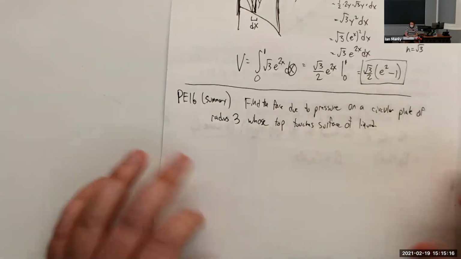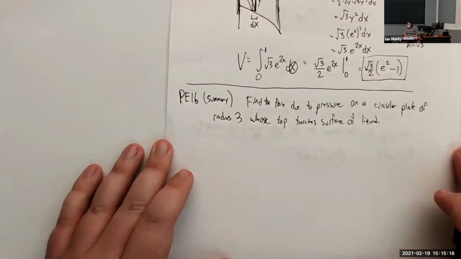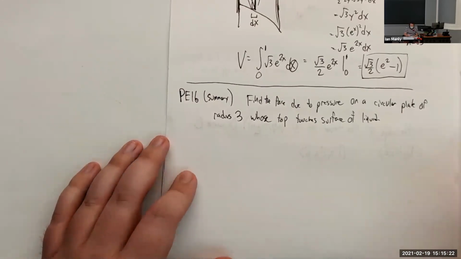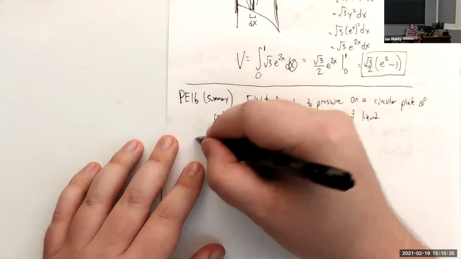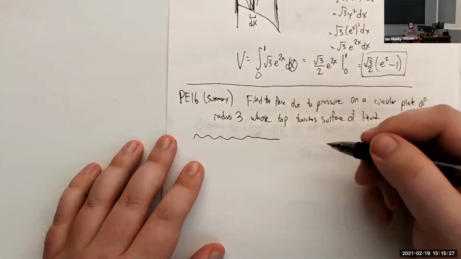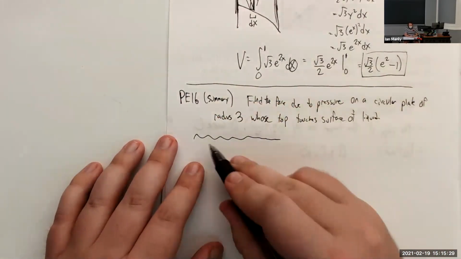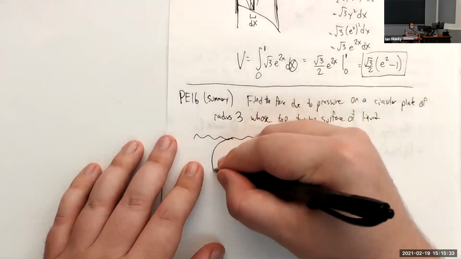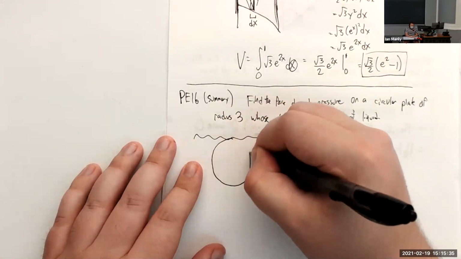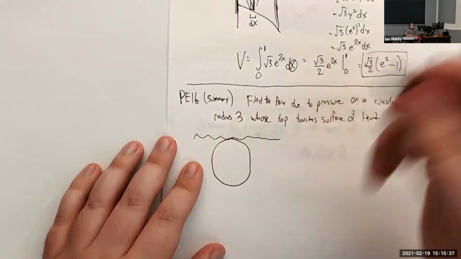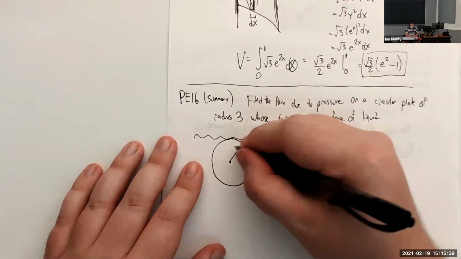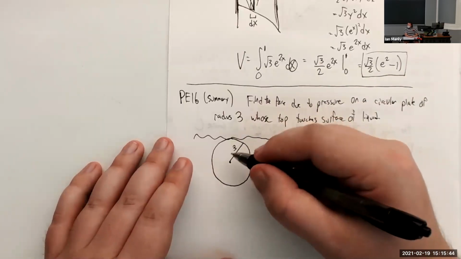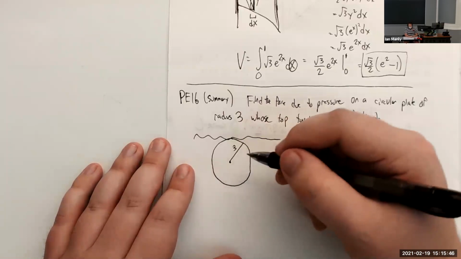Okay, so the first thing we should do for any of these problems, and I keep saying it over and over again, is we need to draw a picture. For any application problem or any volume problem, we should draw a picture. So here's the surface of our water, and we have a circular plate of radius 3 that just barely touches the surface of the water right here. All right, so this is radius 3, and we want to find the pressure on this right here.